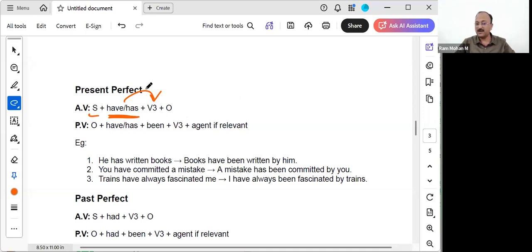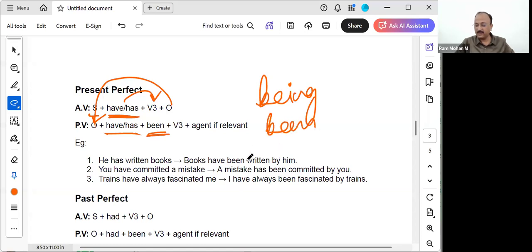That is past participle form. This is the basic rule we had learned in the previous class. Correct? So, followed by object. What will happen to this structure? The object will come as the subject. Have or has will come as appropriate. Been will get added. What happened in the continuous tense? Being was added. In the perfect tense, what will there be? Been will be added. Correct? Followed by always the V3 form of the verb and the agent wherever relevant.